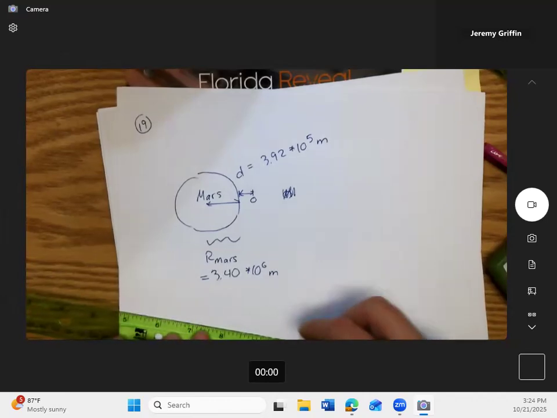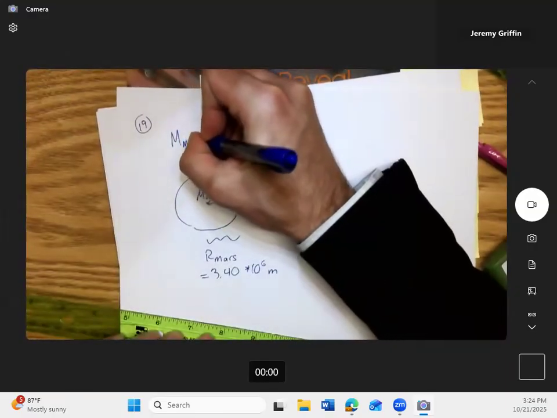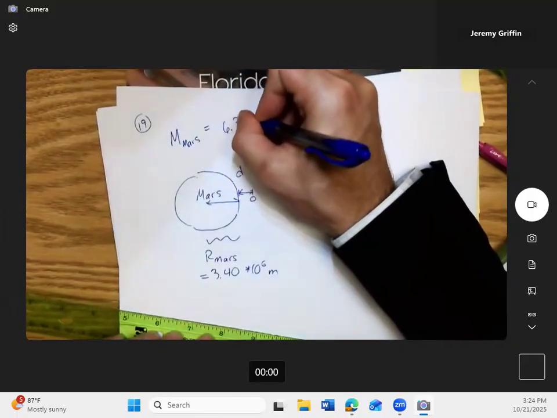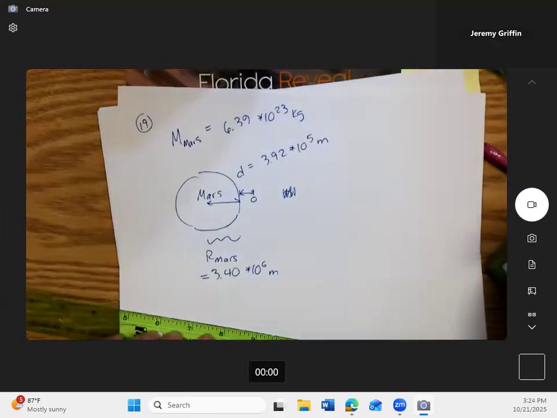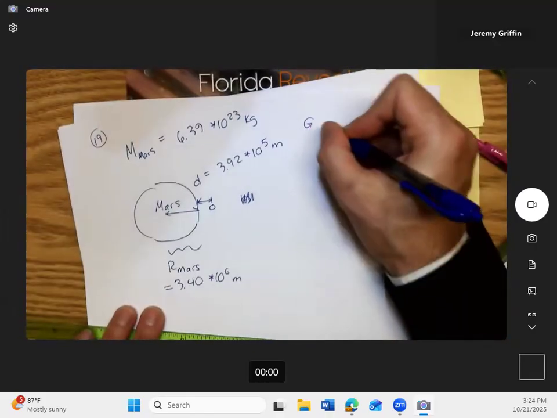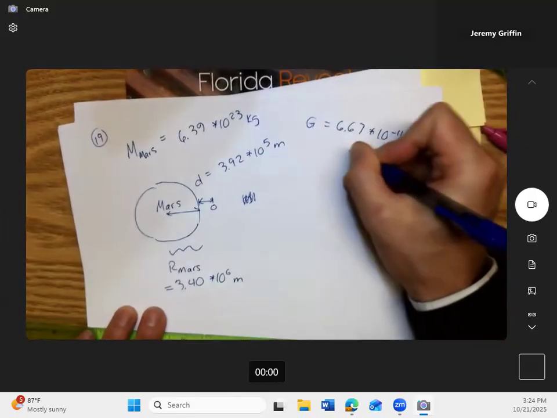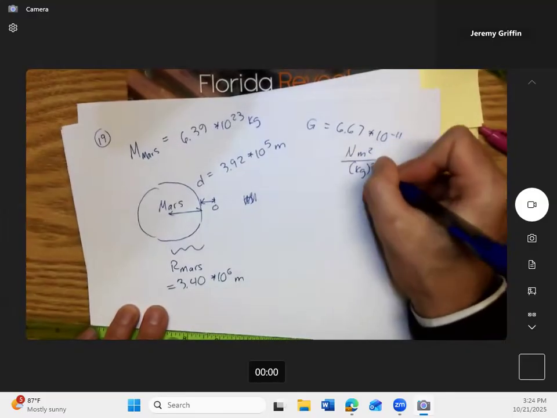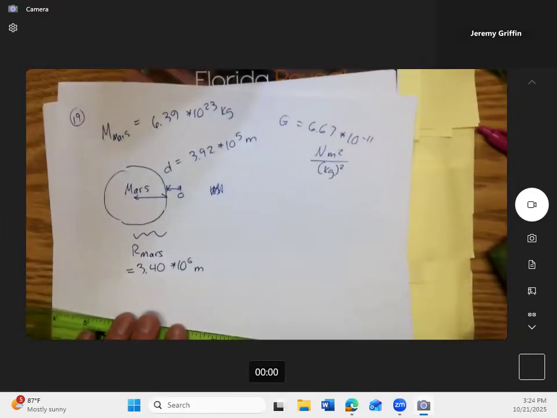But you also know the mass of Mars they gave as 6.39 times 10 to the 23 kilograms. And you also know the universal gravity constant, 6.67 times 10 to the negative 11 meters squared per kilogram squared. All right, so we've got all these numbers. Everything on there we'll treat as given values.